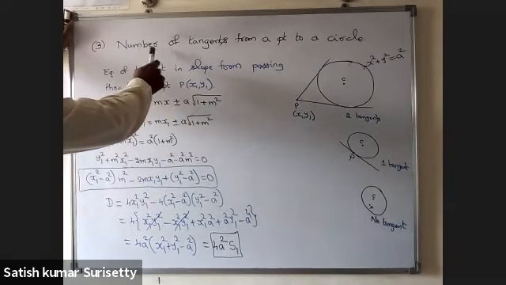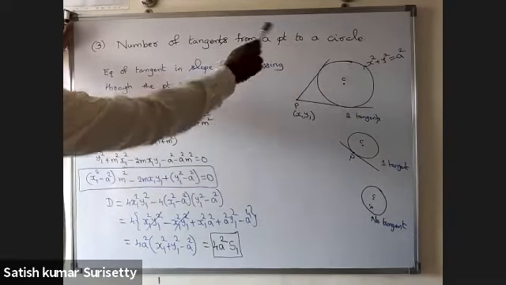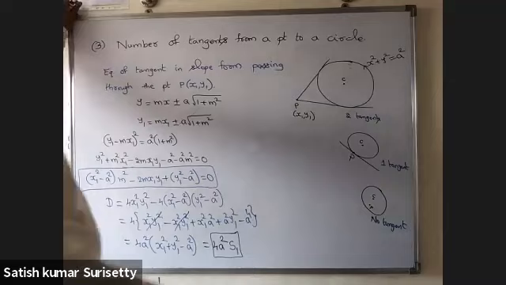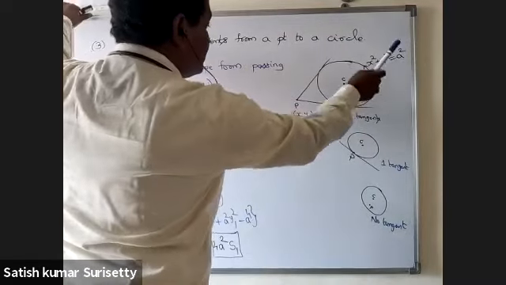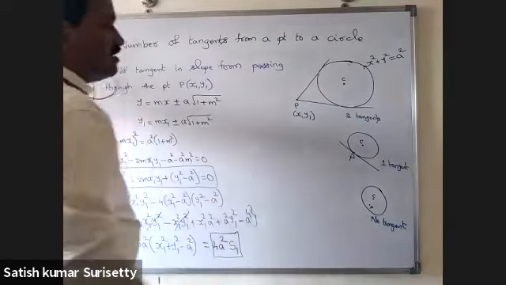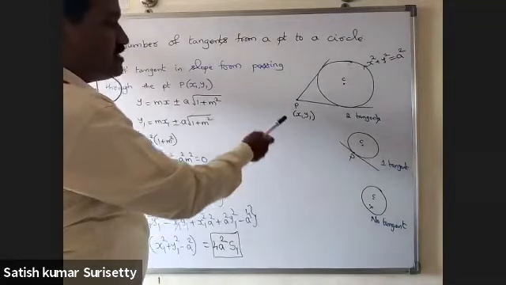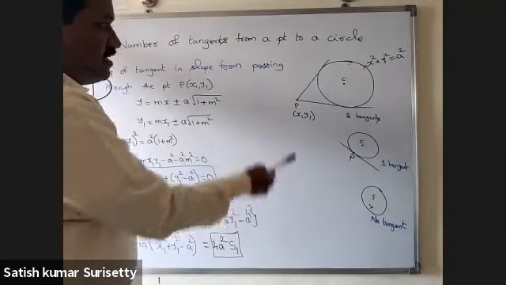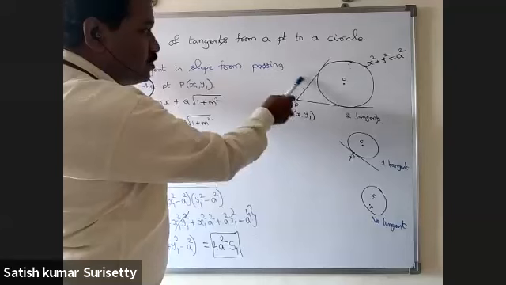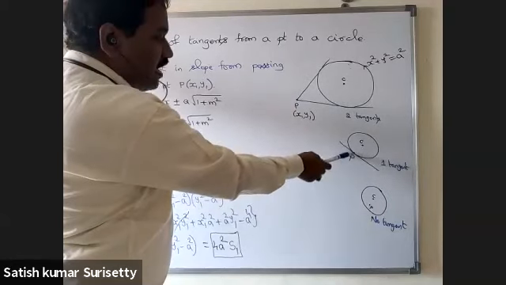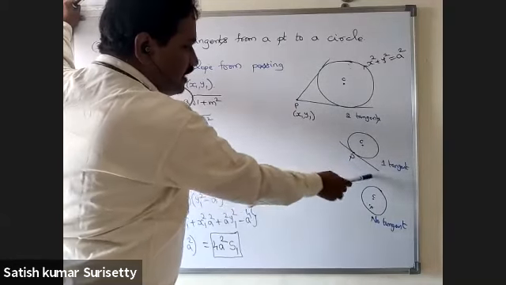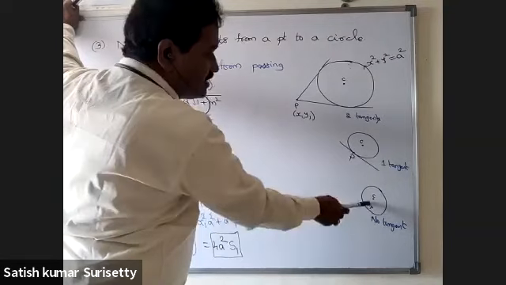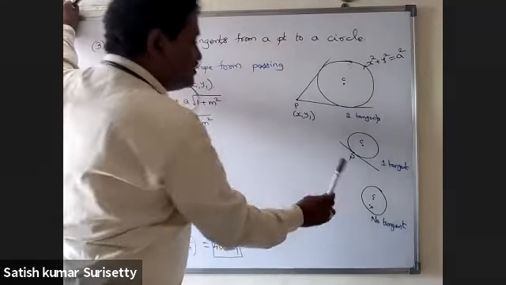So how to determine the number of tangents from a point to a circle? Let us consider the circle x square plus y square equal to a square and the point P(x1, y1). Geometrically, we can decide the number of tangents easily. If the point P is outside, you can have two tangents. If the point P is on the circle, you will have only one tangent. If the point is inside the circle, there will be no tangent possible.